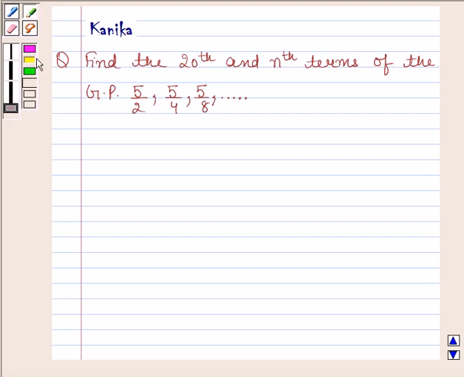The question says find the 20th and nth terms of the geometric progression 5 by 2, 5 by 4, 5 by 8 and so on.